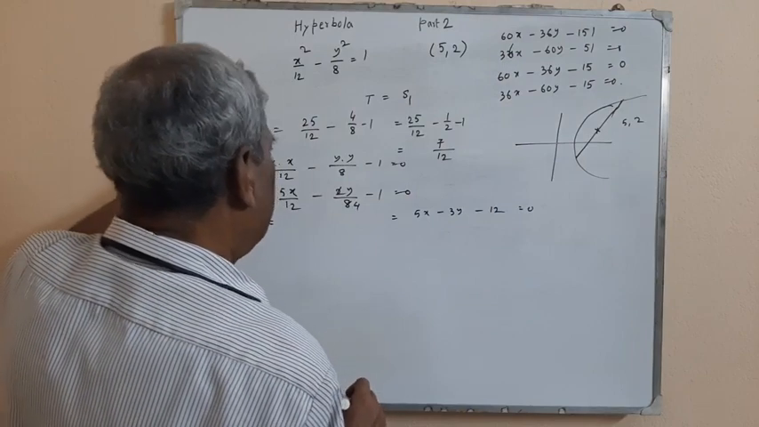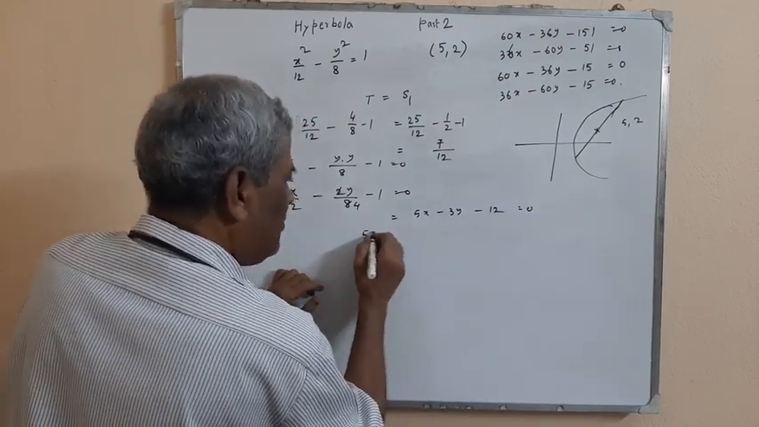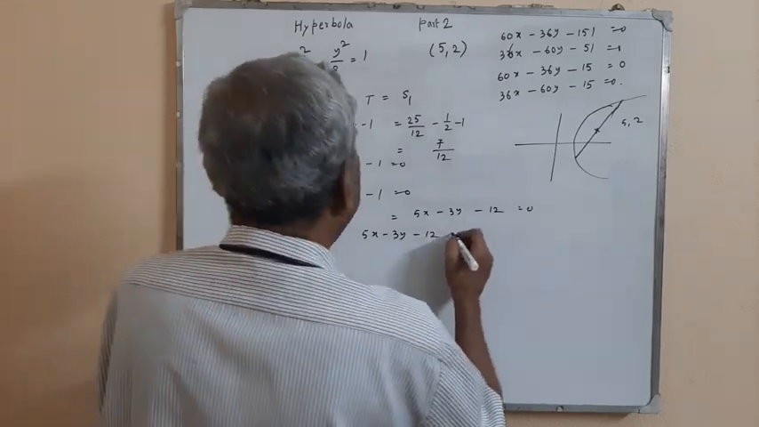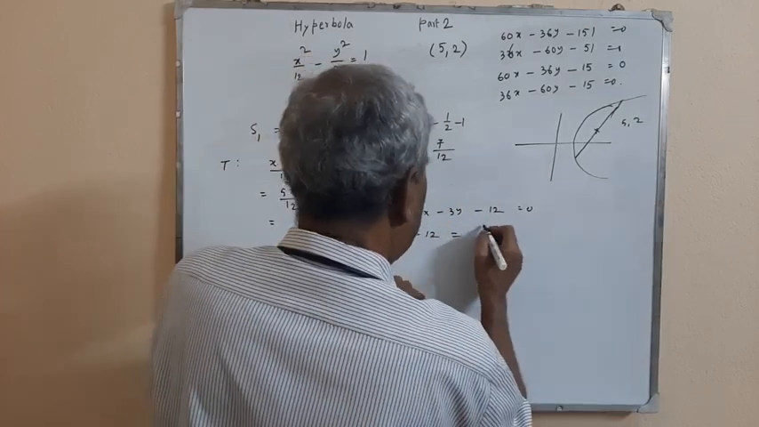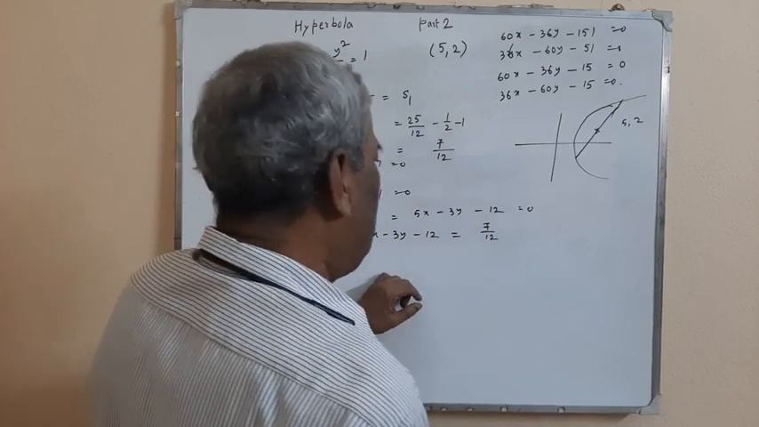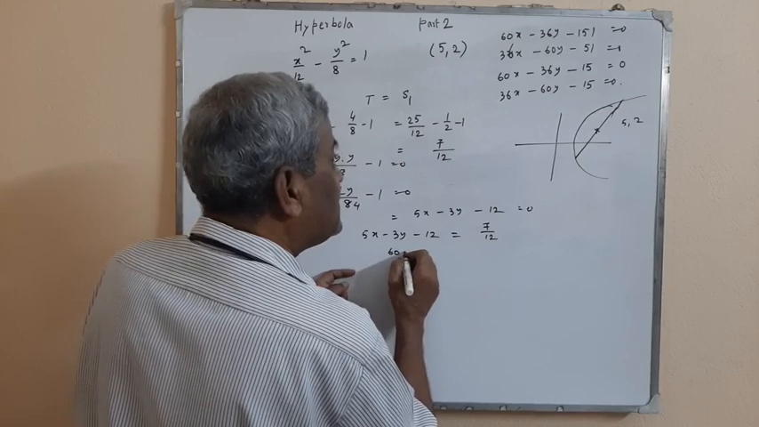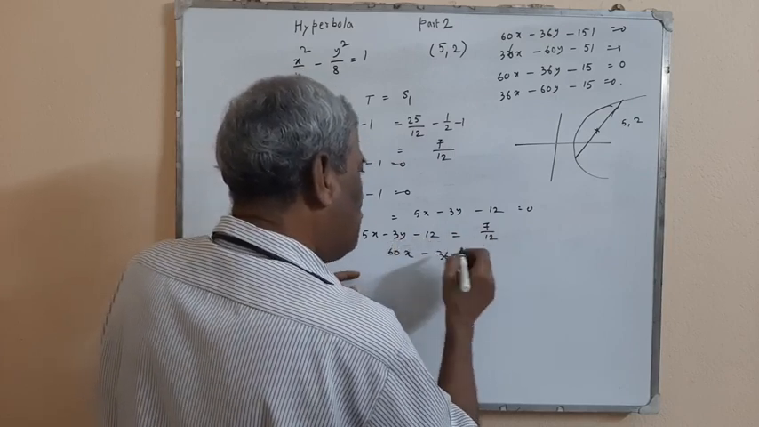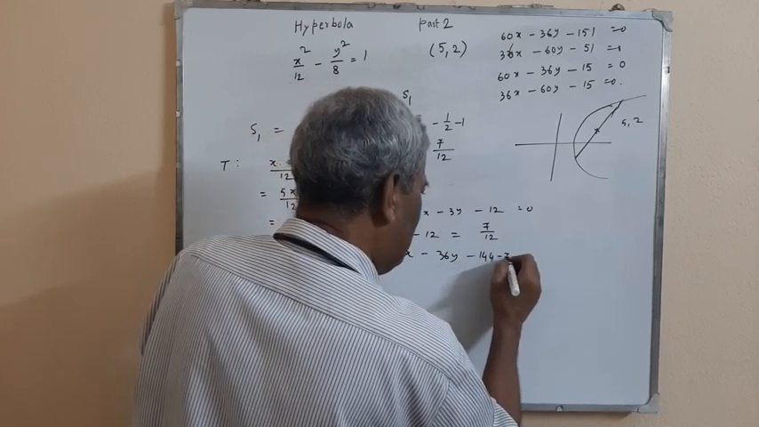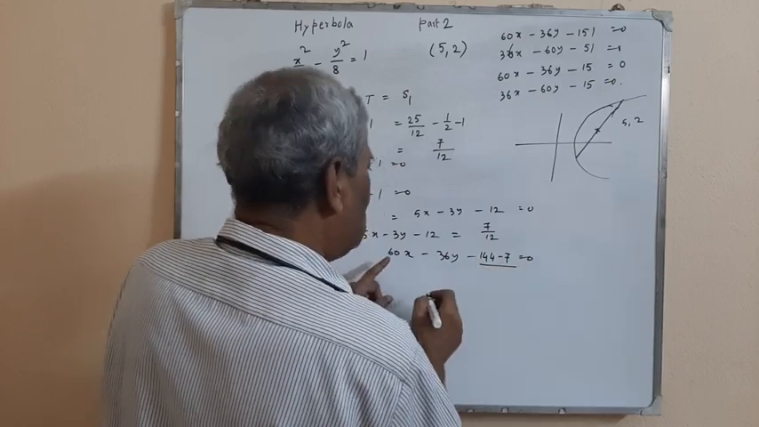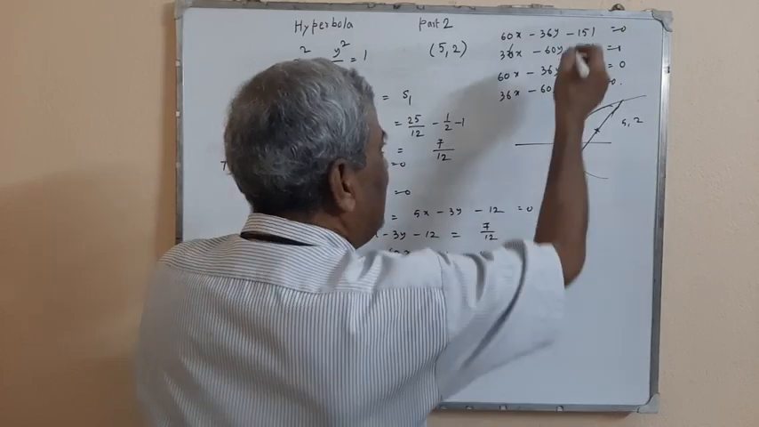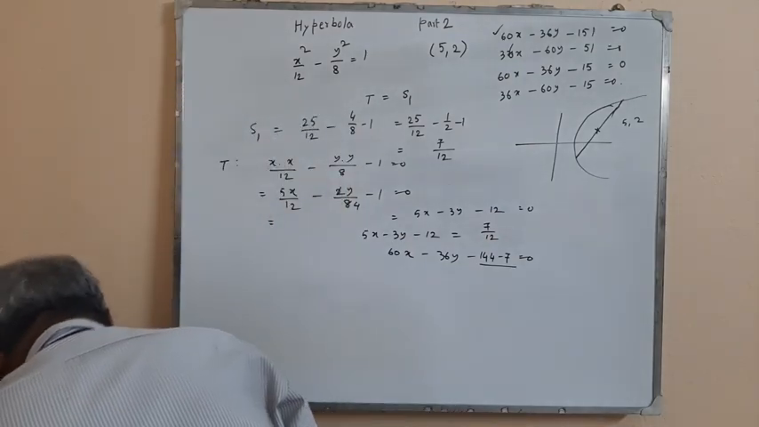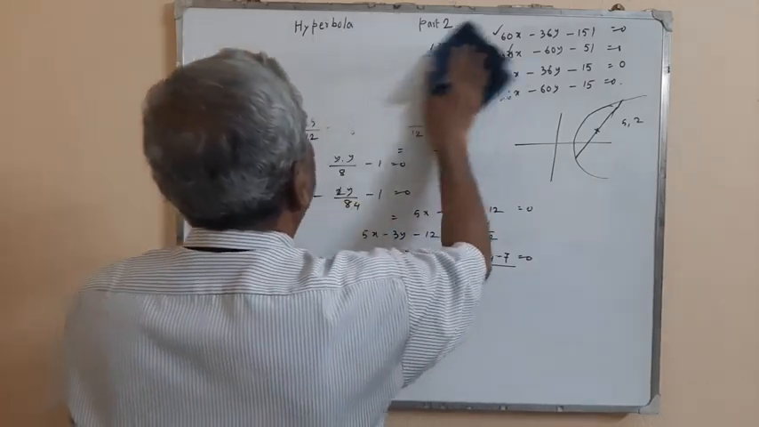Hence, we get T is equal to S1, which means 5x minus 3y minus 12 is equal to S1, which is 7 by 12. So multiplying by 12, we get 60x minus 36y minus 144 minus 7 is equal to 0. It is 151. So 60x minus 36y minus 151 is equal to 0. This is the correct option. Next one.